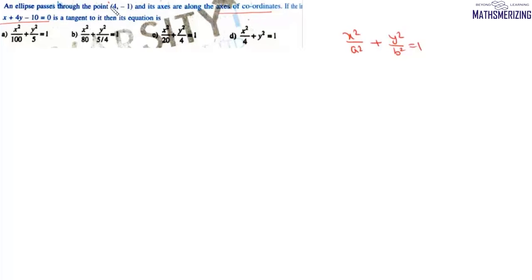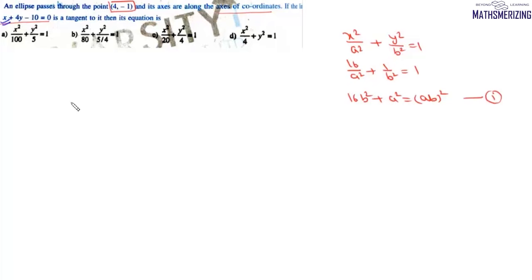And since this ellipse passes through (4, -1), we can write 16/a² + 1/b² = 1. So we'll get the relation 16b² + a² = (ab)², and that's our first result. Now we'll take up this equation.